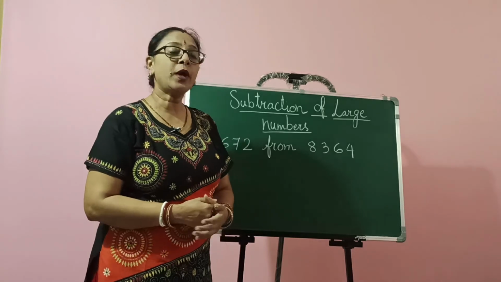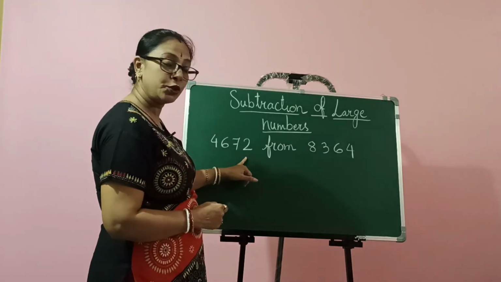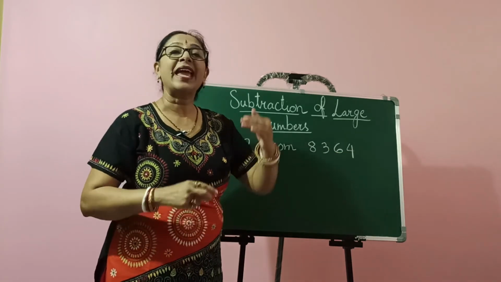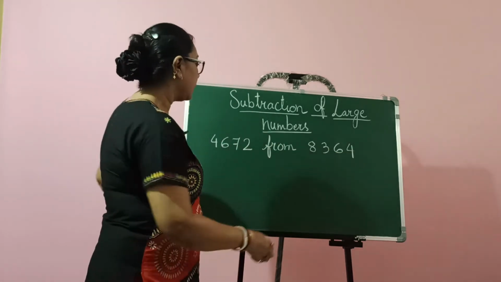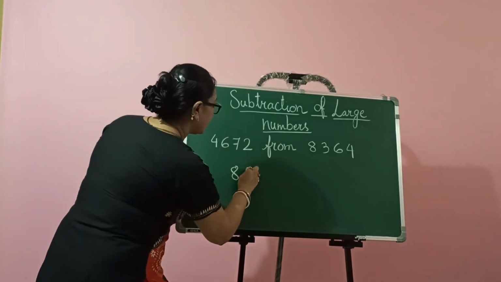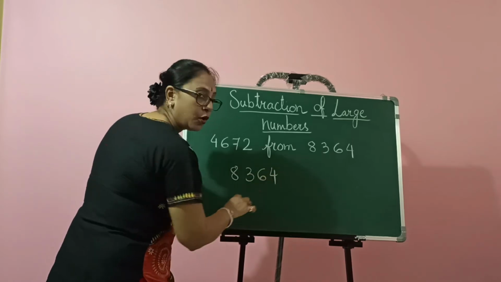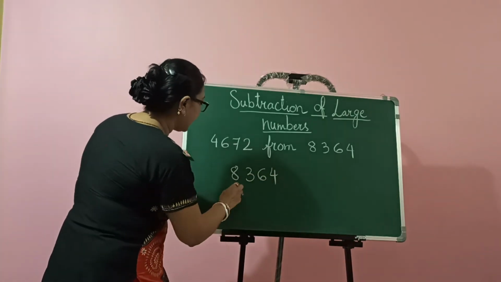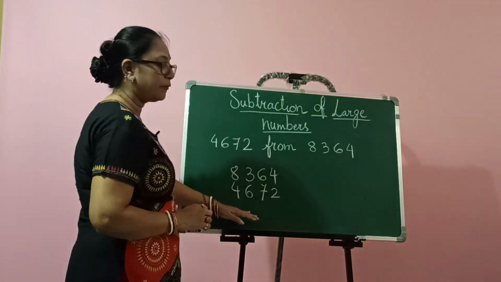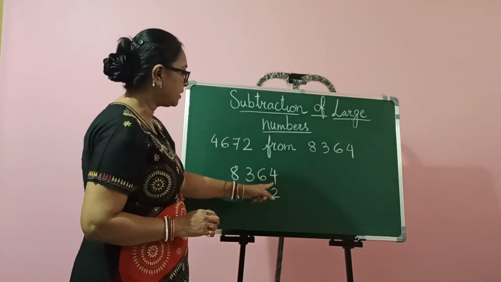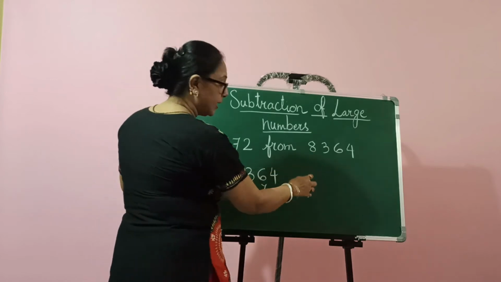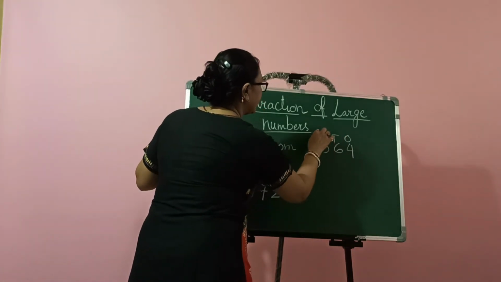Say for example, you have to subtract 4,672 from 8,364. The first thing that we do is we arrange the numbers in columns. So let us take the larger number first. So we have 8,364 on the top, and below this we write 4,672. We have 4-digit numbers. So we have written ones below ones, tens below tens, hundreds below hundreds, thousands below thousands.